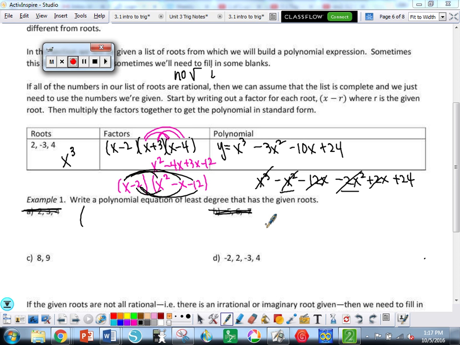Alright, so this is what we've done so far. Pause it and try to figure it out. There we go. That was for the recording, not for you, because you already got that part.